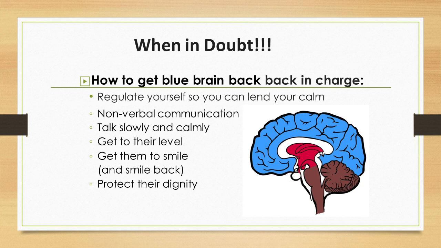So you might be saying, okay, what do I do during the middle of a meltdown or a tantrum? You want to regulate yourself so that you can lend your calm. If a child's having a meltdown and you go into it high stress, you're both going to just keep sending stress back and forth to each other. So you have to do what you need to do to regulate yourself so you can lend your calm.